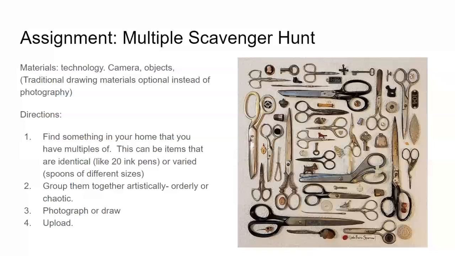So you're going to find something in your home that you have multiples of. It can be items that are exactly identical, like 20 ink pens. Think about class. You guys know my obsession with those dark crystal bold ink pens, and I have them hoarded away everywhere, and I probably have 100 of them at home. Or they could be a variety of the same object. Think about spoons in the kitchen. You have everything from teaspoons to tablespoons to serving spoons and cooking spoons.